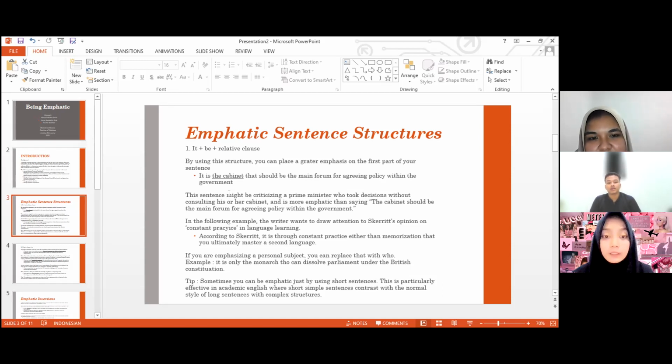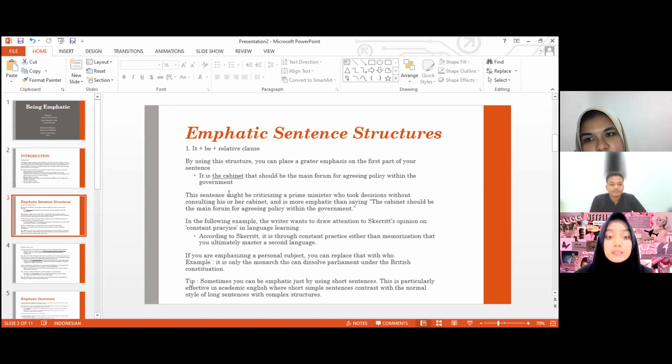In the following example, the writer wants to draw attention to Scarrett's opinion on constant practice in language learning. According to Scarrett, it is through constant practice rather than memorization that you ultimately master a second language. If you are emphasizing a personal subject, you can replace that with who. Example: it is only the monarch who can dissolve parliament under the British Constitution.